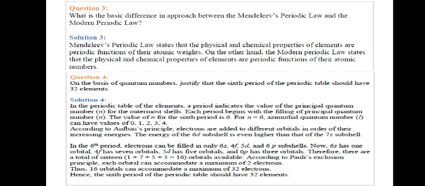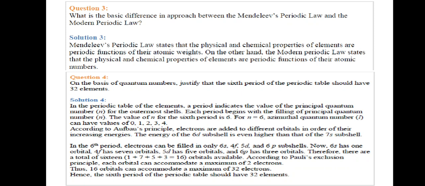इन द पीरियोडिक टेबल ऑफ द एलिमेंट्स द पीरियड इंडिकेट्स द वैल्यू ऑफ द प्रिंसिपल क्वांटम नंबर n. प्रिंसिपल क्वांटम नंबर n जो है वो पीरियड नंबर होता है फॉर द आउटर मोस्ट शेल. आउटर मोस्ट शेल का जो प्रिंसिपल क्वांटम नंबर n होगा that will be the period number in the group.